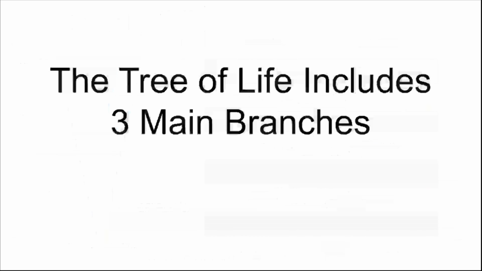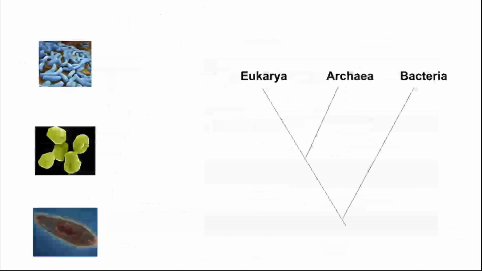The tree of life includes three main branches. On that previous tree, I said that we are eukaryotes. That makes us distinct from these other groups. And we'll look at those other groups now. So we're eukaryotes. There's also another branch called archaea, and then another branch of bacteria. And this really makes up the three main groups of living things on Earth: eukarya, archaea, and bacteria.